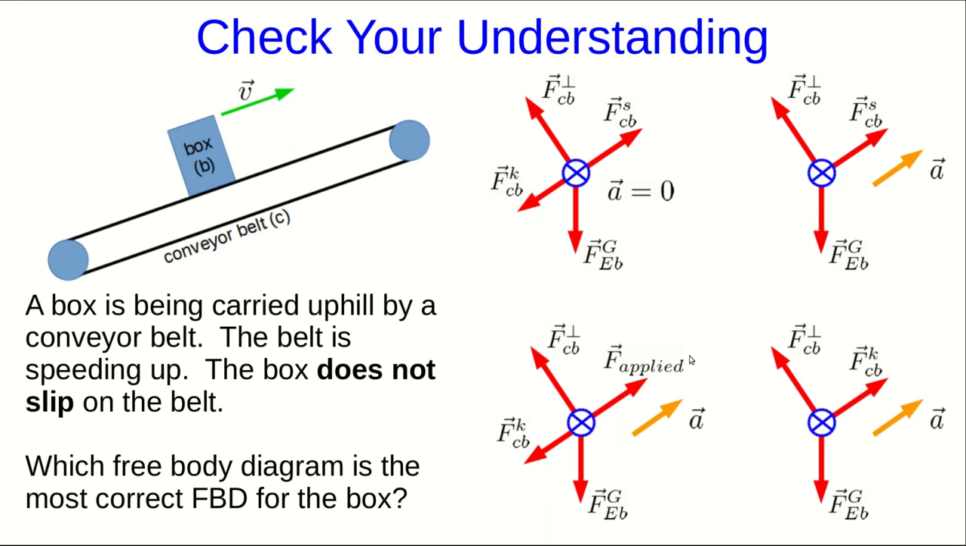So here's the question that I ended the previous part of the lecture with. The only thing the box is touching is the conveyor belt, and so the conveyor belt will exert a perpendicular force on it and possibly a friction. Well, the box isn't slipping, and so the type of friction must be static. And to get this acceleration up the slope, that static friction has to point up the slope. And so this one is correct.